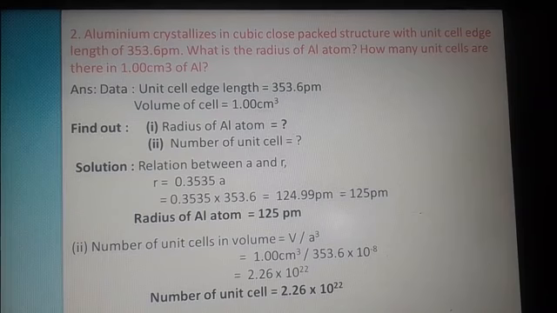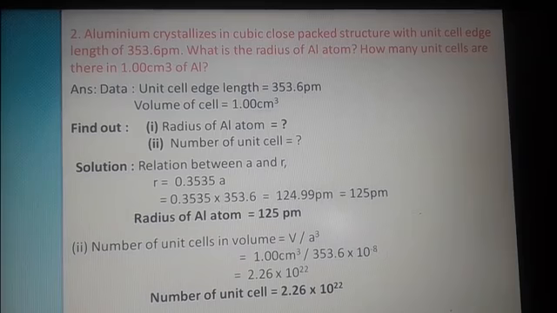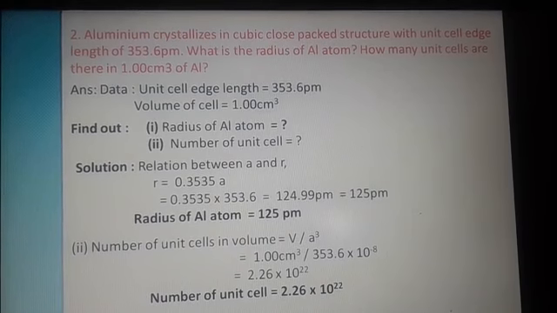Now number of unit cells in volume. Volume is given to us, that is 1 centimeter cube. We are using the formula V upon A cube. V is given to us, that is 1 centimeter cube, divided by A, that is 353.6 into 10 to the power minus 8, that we have to convert into the centimeter. We will determine the answer. Then number of unit cells, what we are getting? 2.26 into 10 to the power 22.